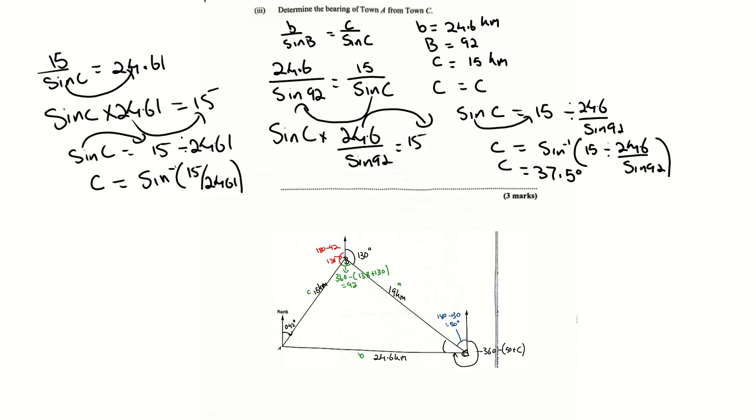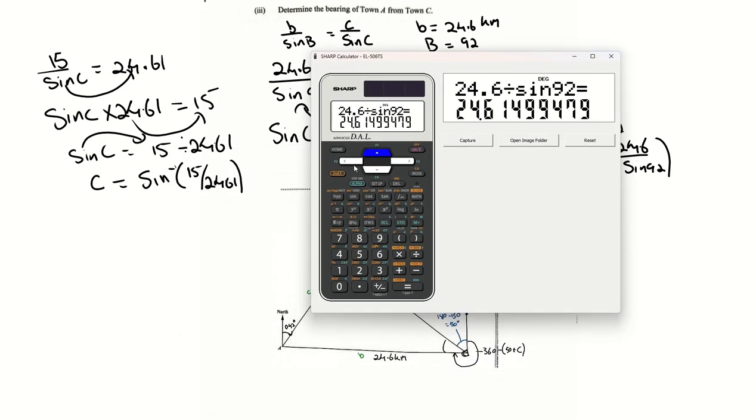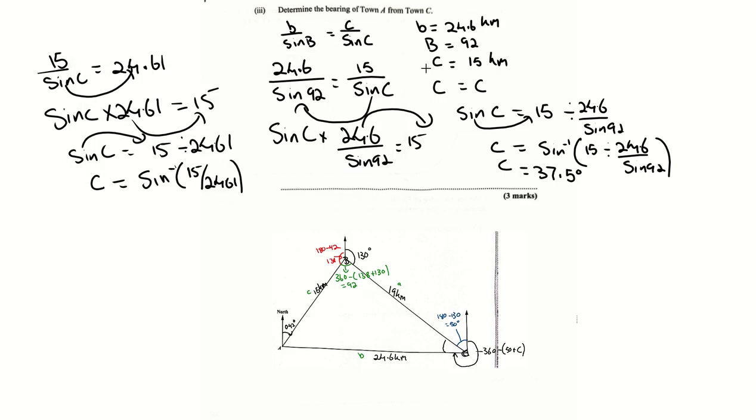Alright, so let's do that. We should get an answer close to. The reason I'm saying close to is because I approximated here, right? 24.61. I didn't use the exact answer. So second function, sine to get sine inverse, open bracket, 15 over 24.61, close bracket, press equal. You see, I'm getting close enough answer, 37.5539. So you can do it like that, or you can do it like this. It's up to you, whatever you're comfortable with.